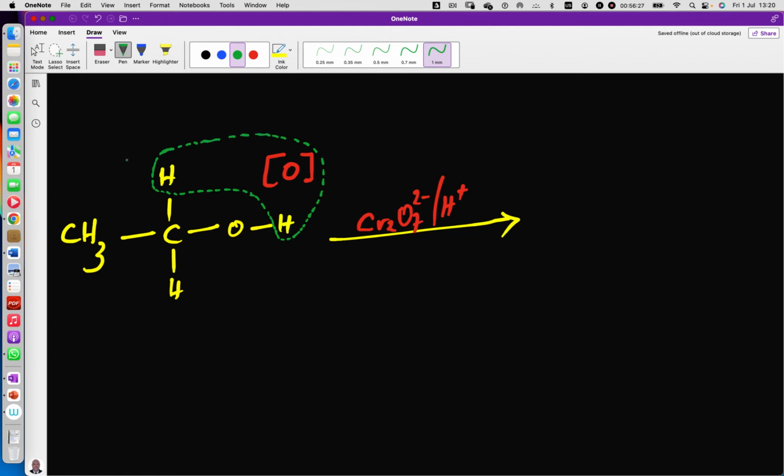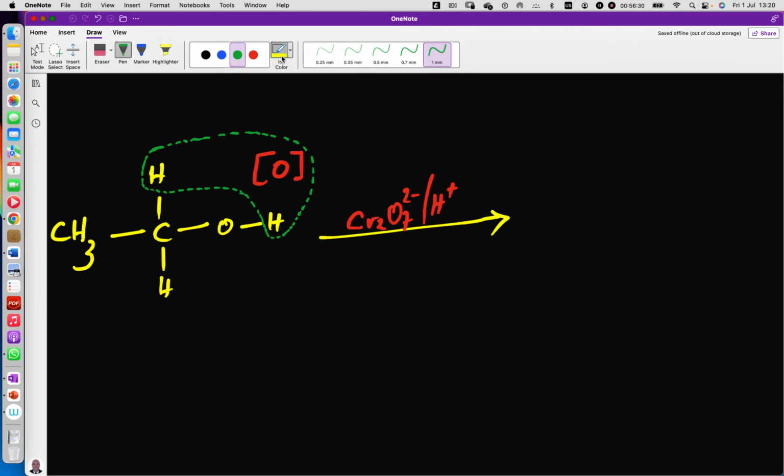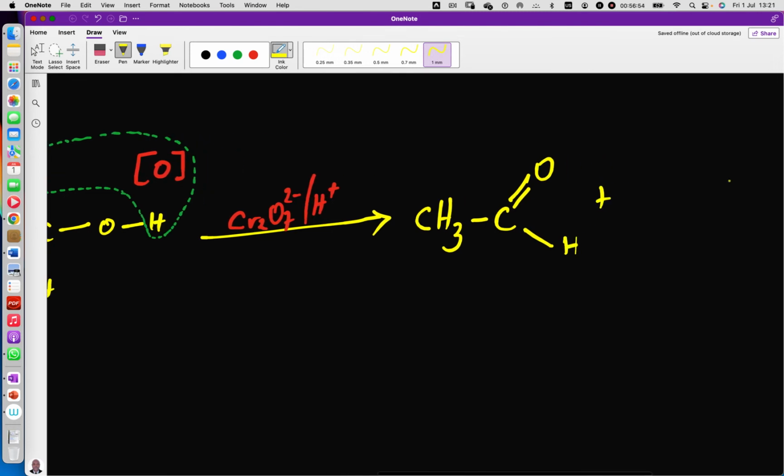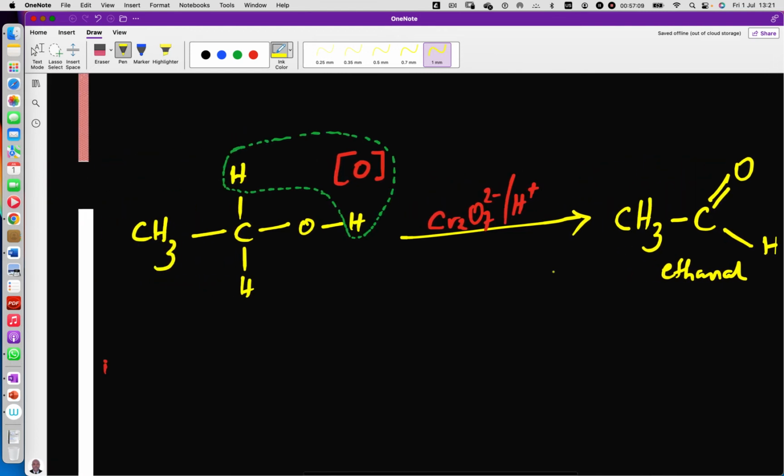That will be our product, and our product will be ethanol. Our product will be CH3, and a hydrogen, plus a molecule of water. This is ethanol. That is the oxidation of a primary alcohol.